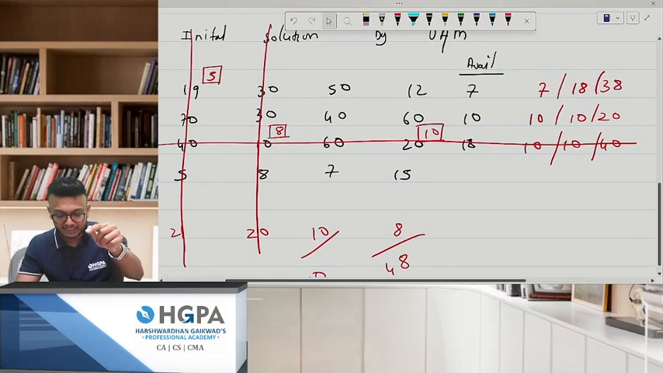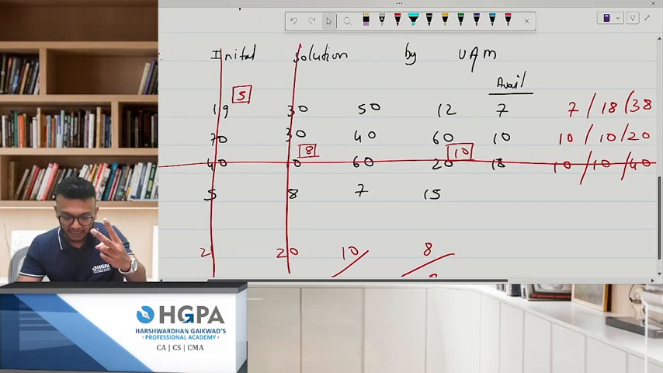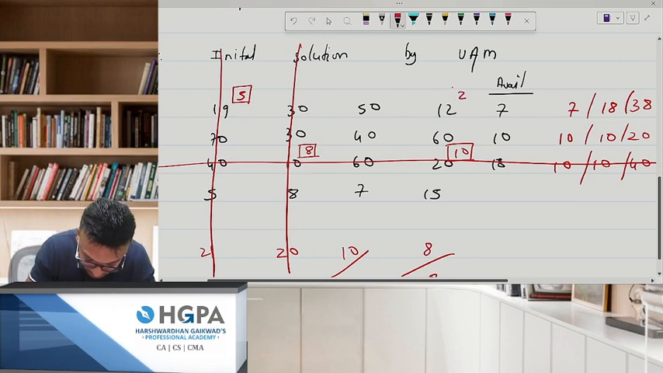Two numbers are there, 12 and 60. What is the least number? 12. How much will you give? Out of 7, 5 is gone. 2 is remaining and 15. So obviously you will give how much? 2.